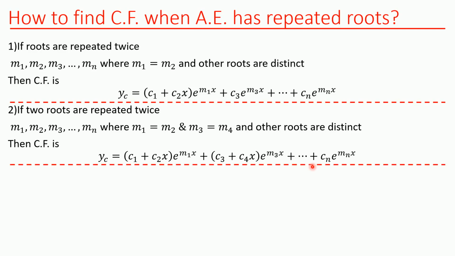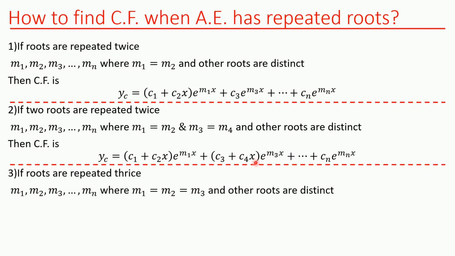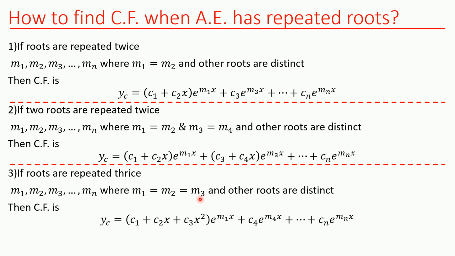If roots are repeated 3 times, for example suppose m1 equal to m2 equal to m3 and all other roots are distinct, in this case the complementary function is yc equal to c1 plus c2x plus c3x square. So here we get 3 constants associated with these 3 roots, into e raised to m1x plus c4 e raised to m4x and so on up to cn e raised to mnx. So this is how we find the complementary function for real and repeated roots.